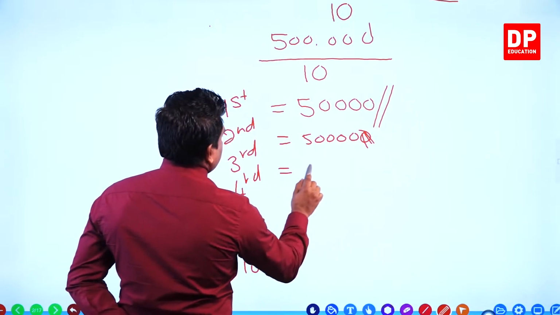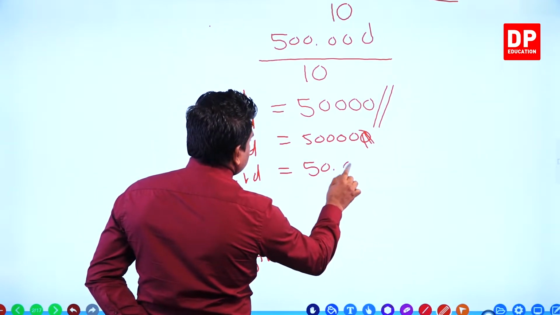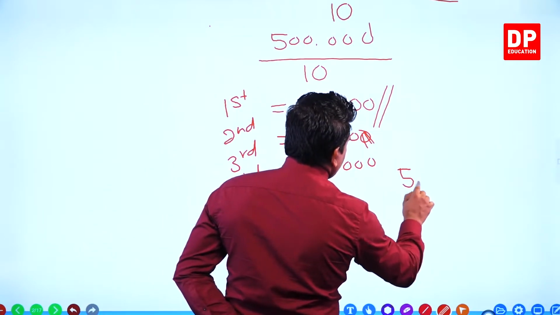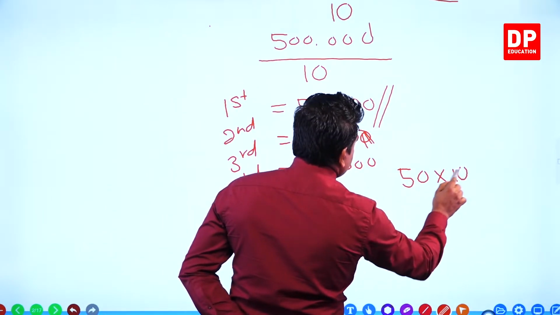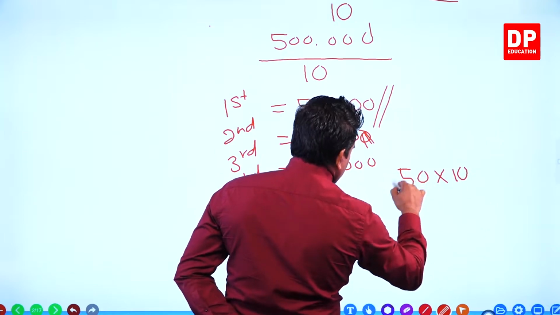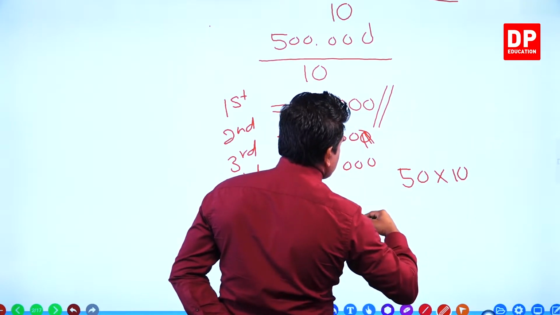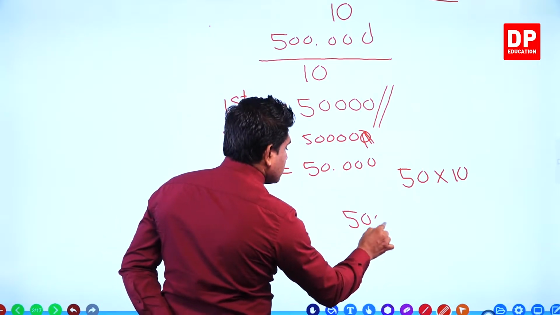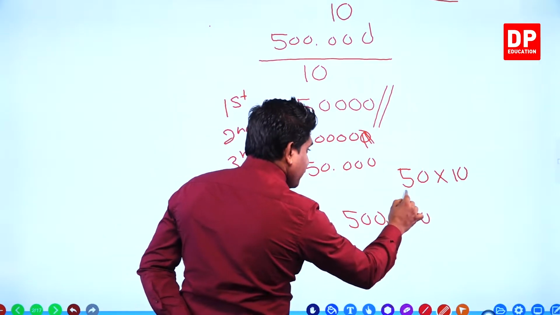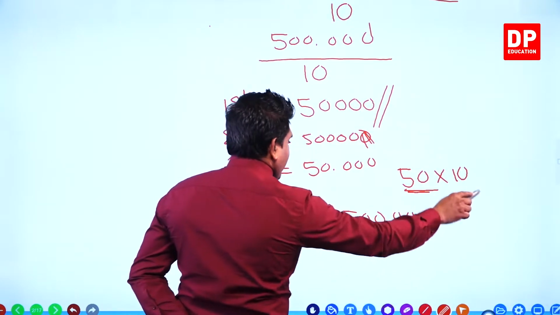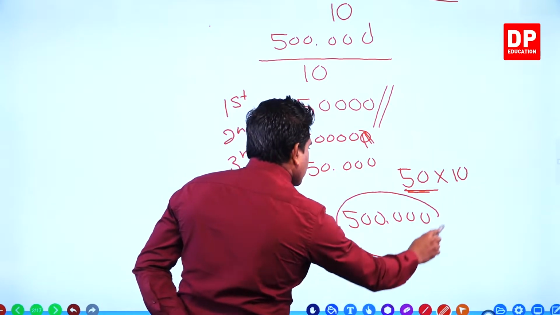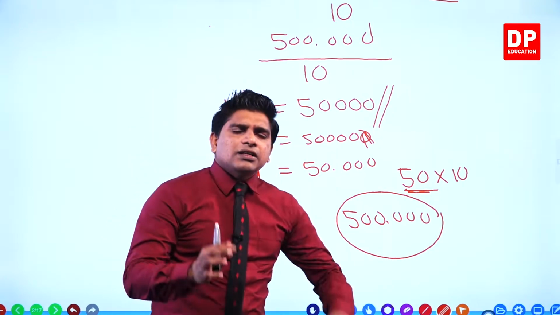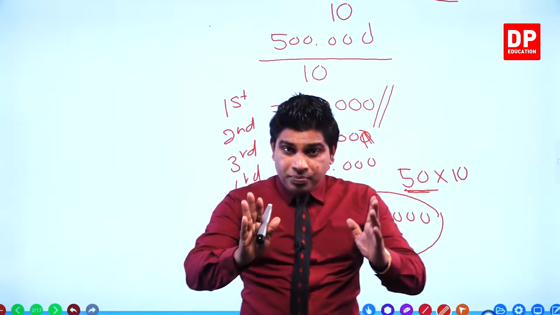Then 50,000 into 10 times, right? 50,000 into 10, then how much? 500,000. This is 50,000 into 10, 500,000. Okay, 500,000 is the depreciable value.